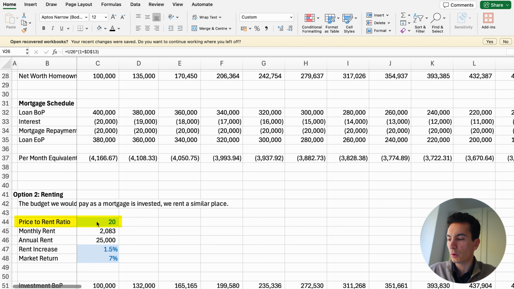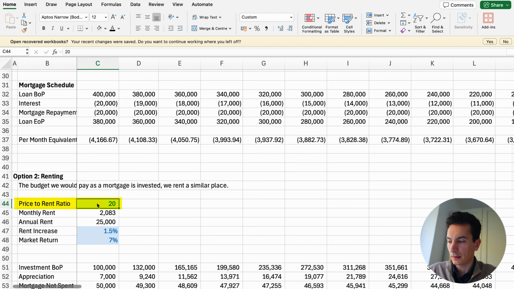So the most important assumption here is that you will, as a renter, invest any additional money that you have into the stock market. But let's not get ahead of ourselves. Let's go through the assumptions here. You have the price to rent ratio, which is 20 in this case. I think 20 is a fair assumption.